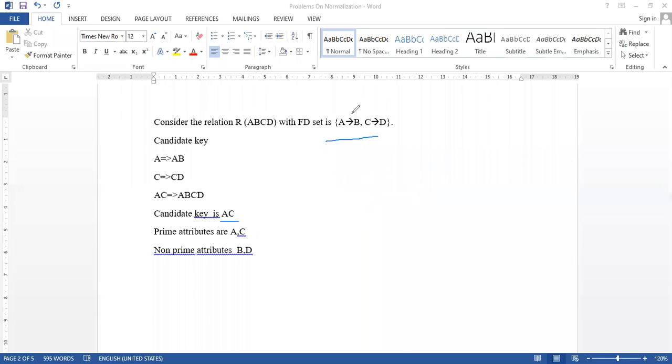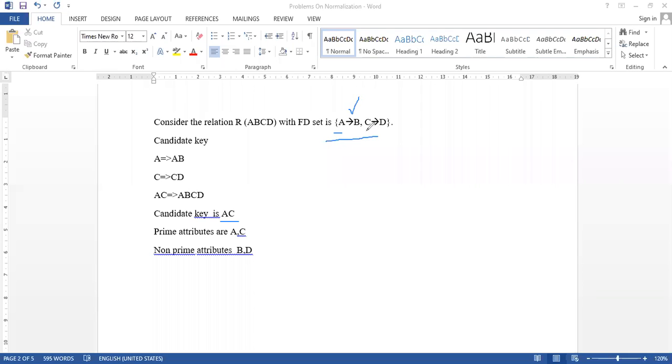Okay. Now check the first FD. A determines B. What is the definition of BCNF? Here the left side must be the candidate key. Is A the candidate key? No, it is not a candidate key. It is a part of the key. Okay, it is violating the rule of BCNF.